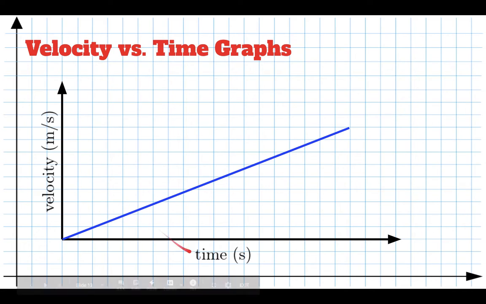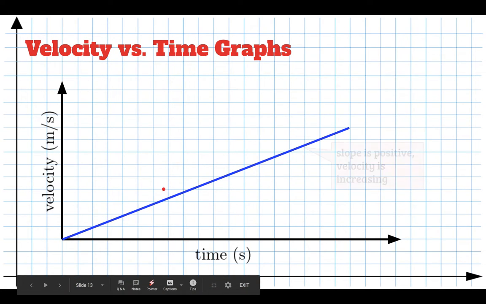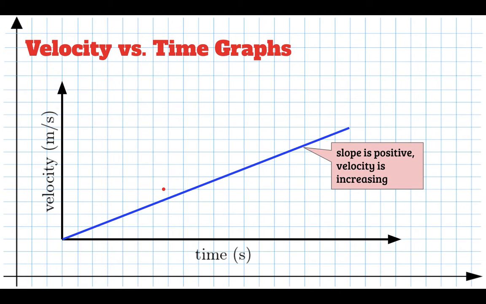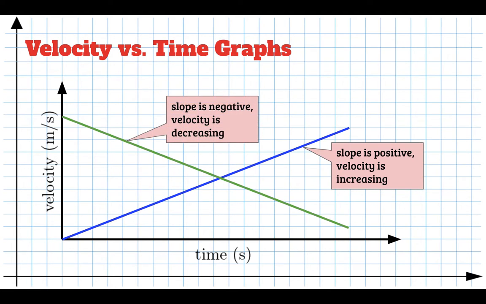So if we graph velocity versus time, the slope tells us the acceleration. In this case, the slope is positive, so the velocity is increasing. If you had a line like this, you would have a negative slope. That would be a negative acceleration. The velocity is decreasing in this case.